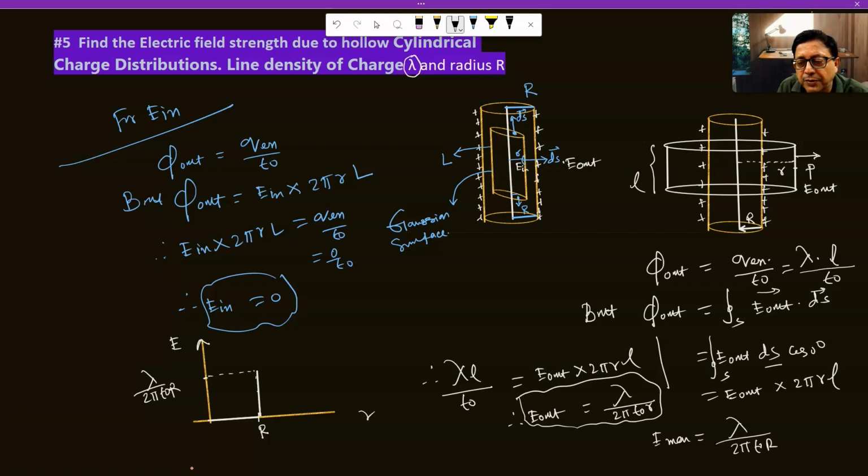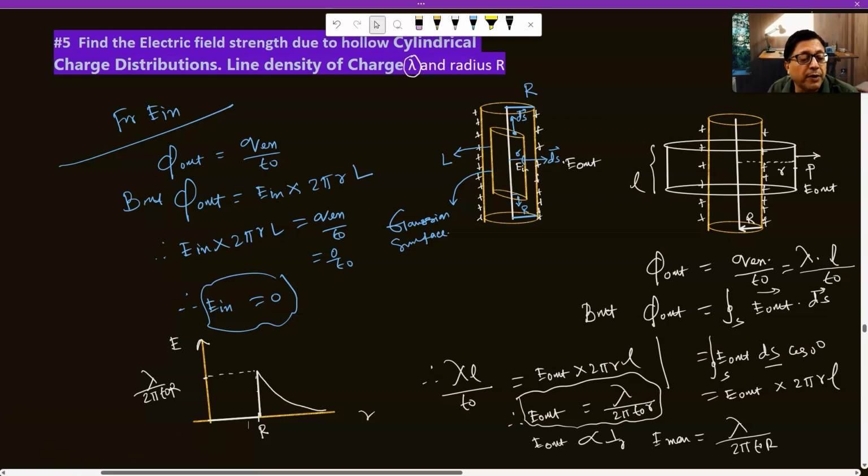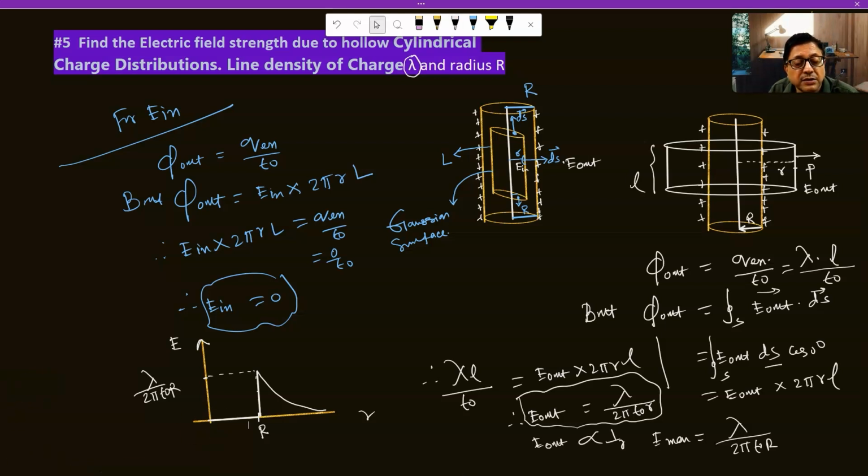This is the maximum value. Then E out is inversely proportional to distance. So it will fall along the radius. Not radius, distance. As distance increases, its value decreases. This is the graph of E versus R. Clear?